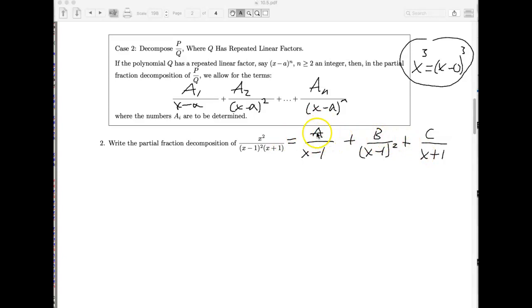And in order to solve for a, b, and c, we want to make the denominators the same. And so what we can do is multiply by what is missing. So in this first term, it's missing an x minus 1 squared and x plus 1. So I'll multiply the top and bottom by x minus 1 and x plus 1. The second term is missing x plus 1, and the last term is missing x minus 1 squared.